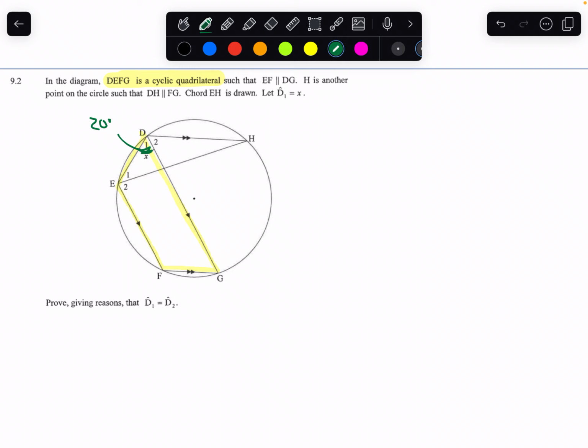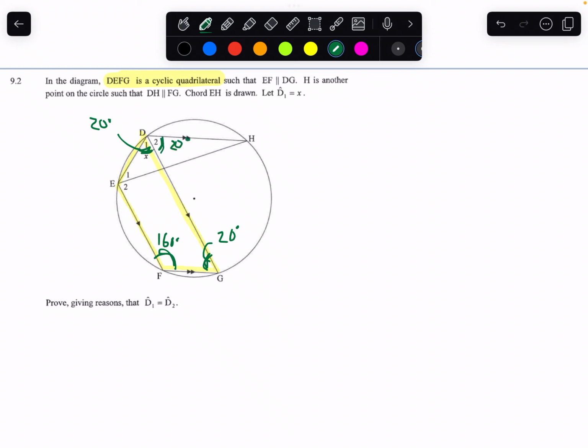Anyway, so I'm just going to fill in that that is 160 degrees. Because it's a cyclic quad, opposite interior angles add up to 120, 180, not 120. Okay, co-interior angles, so this would be 20 degrees. Okay, and then I get my nice alternate angles over there, so this would also then be 20 degrees. So that shows that D1 is equal to D2.